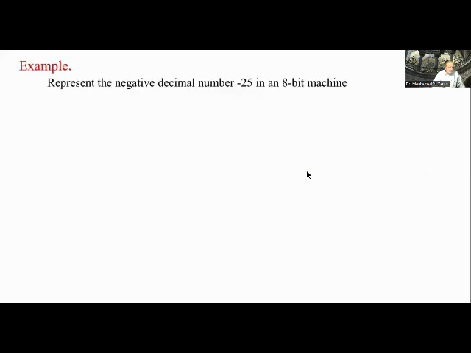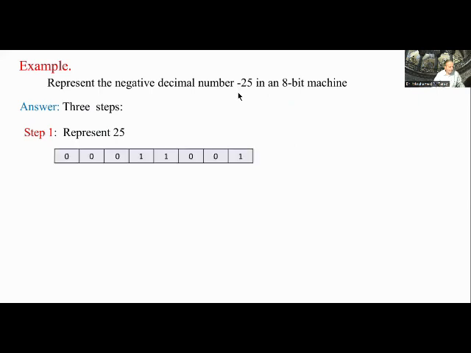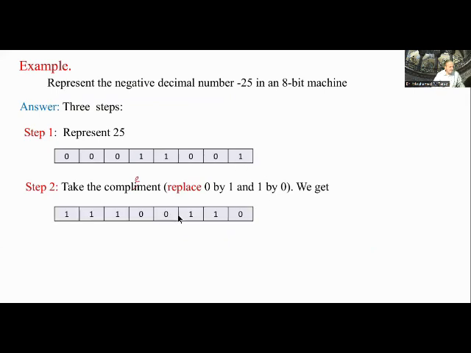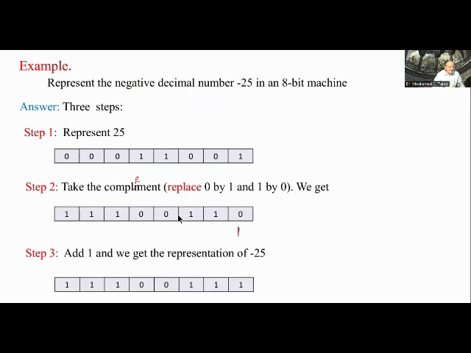Now, how do we represent a negative number, -25? There are 3 steps. Step 1, represent 25, ignoring the sign. We did it earlier. That's 25. Now, take the complement, which means replace 0 by 1 and 1 by 0, and you get this number. Now, add 1. You add 1 here, and you get this number, which represents -25.